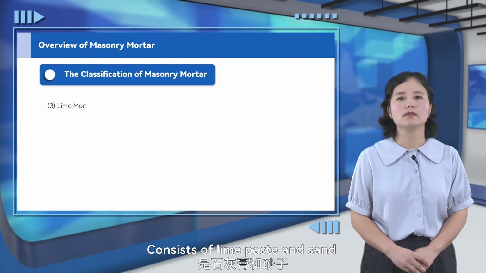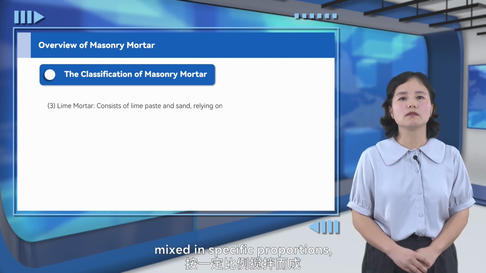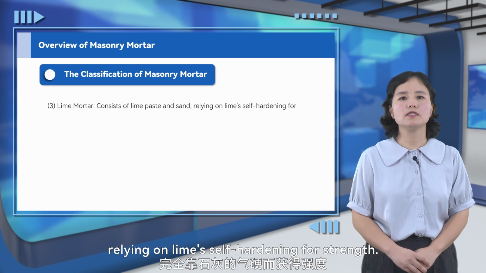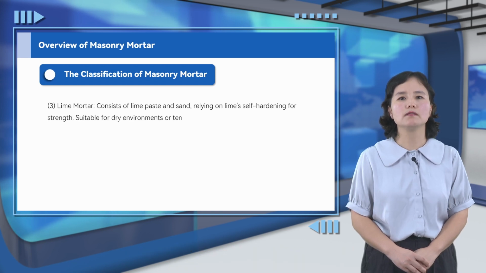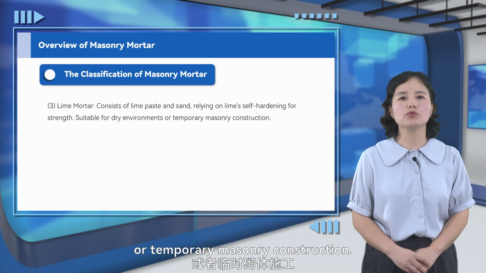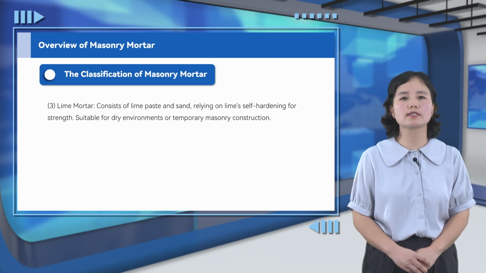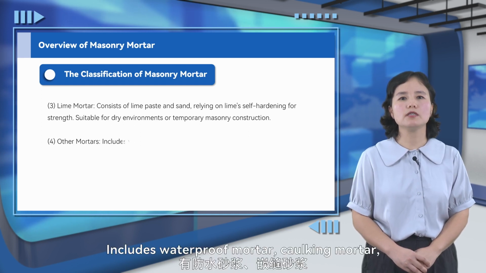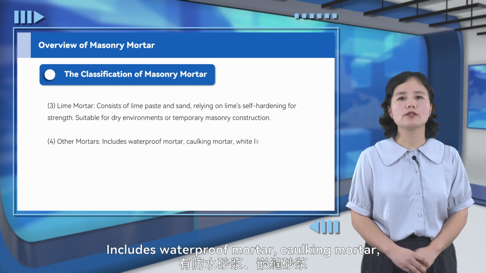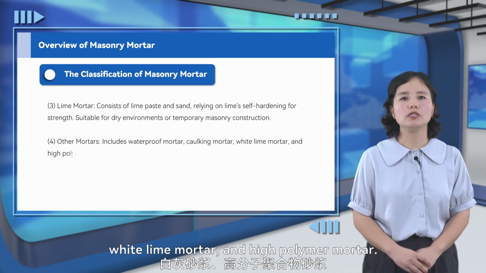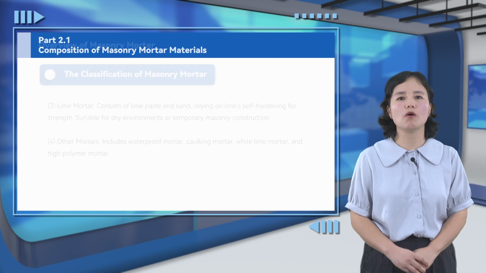Lime mortar consists of lime paste and sand, relying on lime's self-hardening for strength. Suitable for dry environments or temporary masonry construction. Other mortars include waterproof mortar, caulking mortar, white lime mortar, and high polymer mortar.